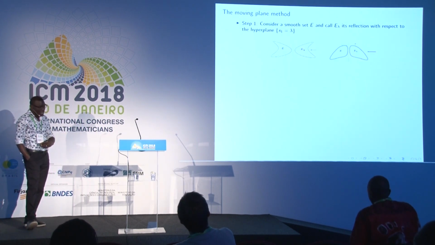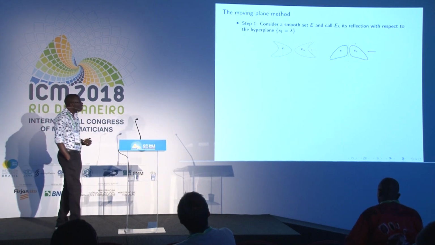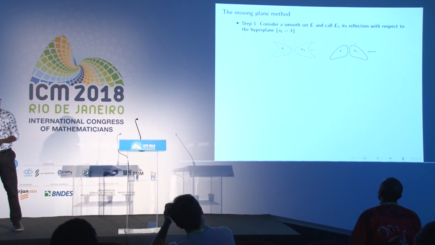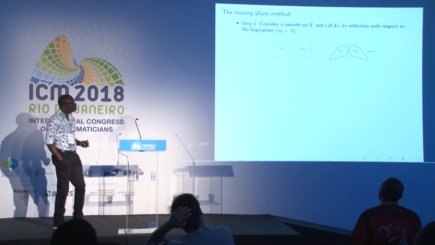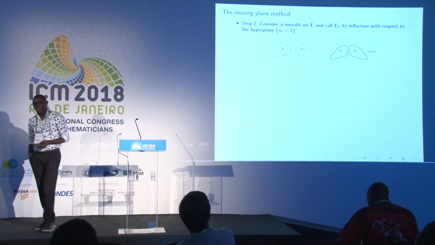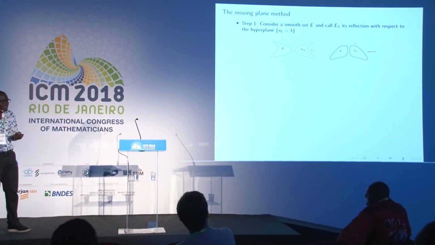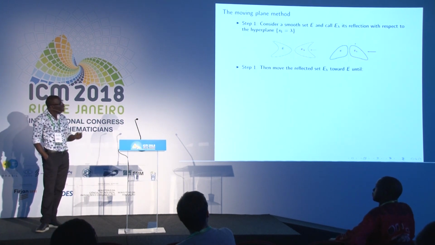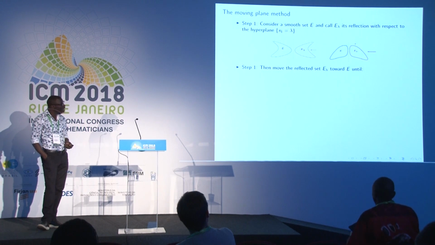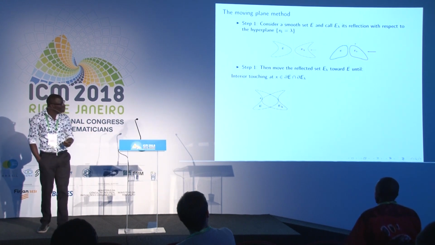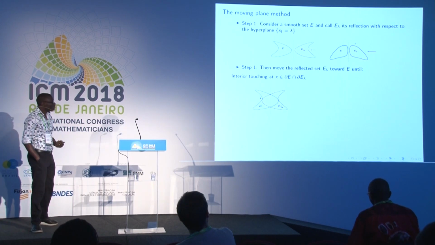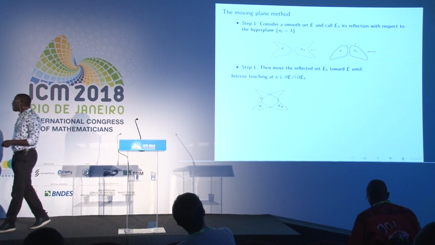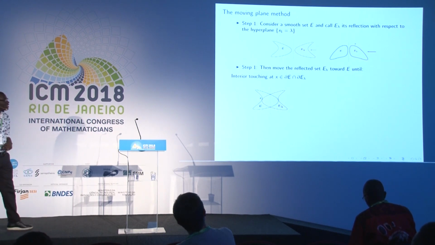So you have a hypersurface, I call it E, and then you fix one plane, which is the plane x1 equals lambda. You reflect your hypersurface with respect to this hyperplane, and then you start shifting the reflected surface toward the first one. When you move the sets E lambda, you can move until you get something that we call interior touching, the X here, which touches here, yeah? So the X here is what we call the interior touching.